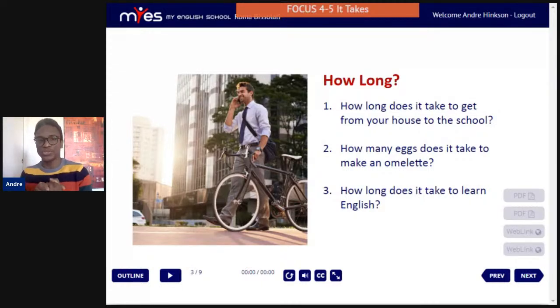So let's move on to question number 2. How many eggs does it take to make an omelette? Now here we have how many. So how many asks you the number of eggs it takes to make an omelette. How many eggs? Remember, many is used with countable nouns. So eggs are countable, which means you can count them. 1, 2, 3, 4 eggs.